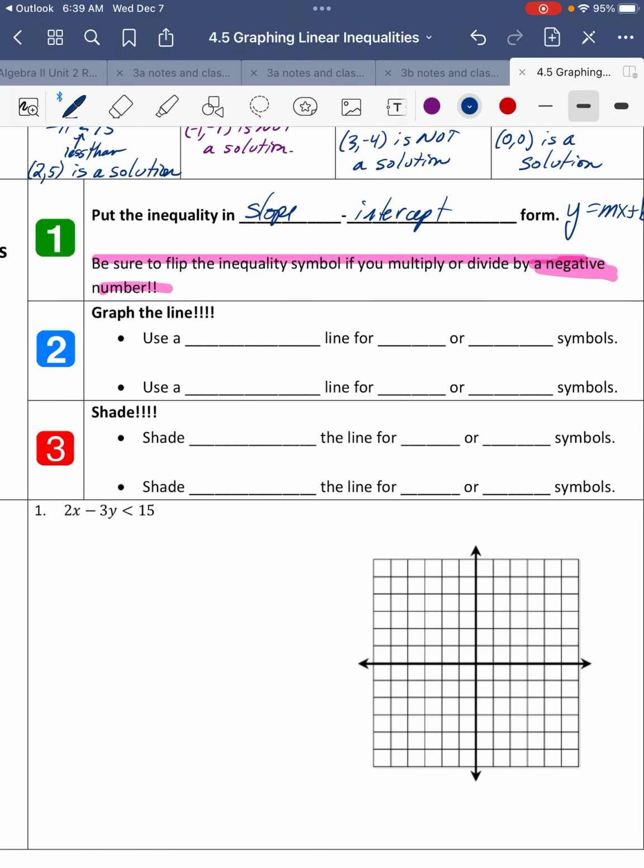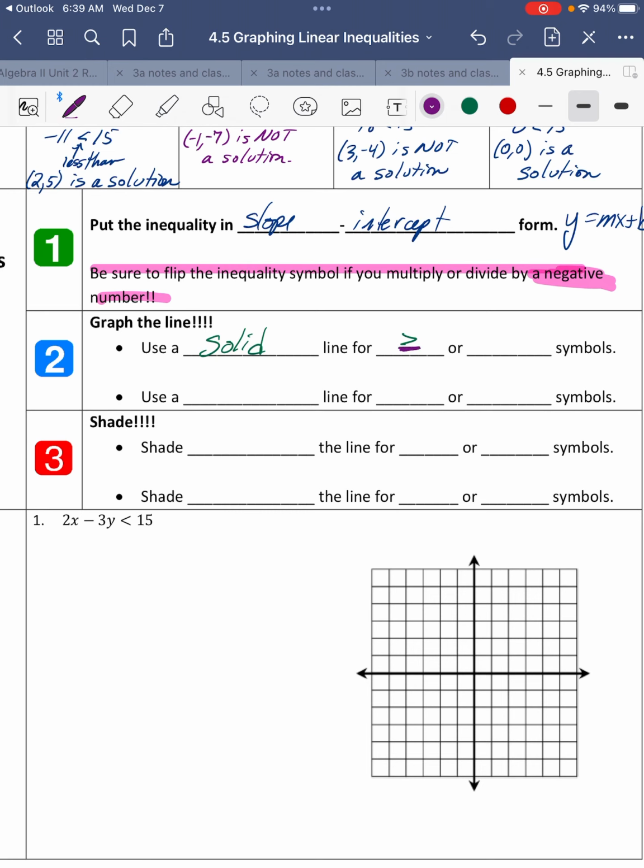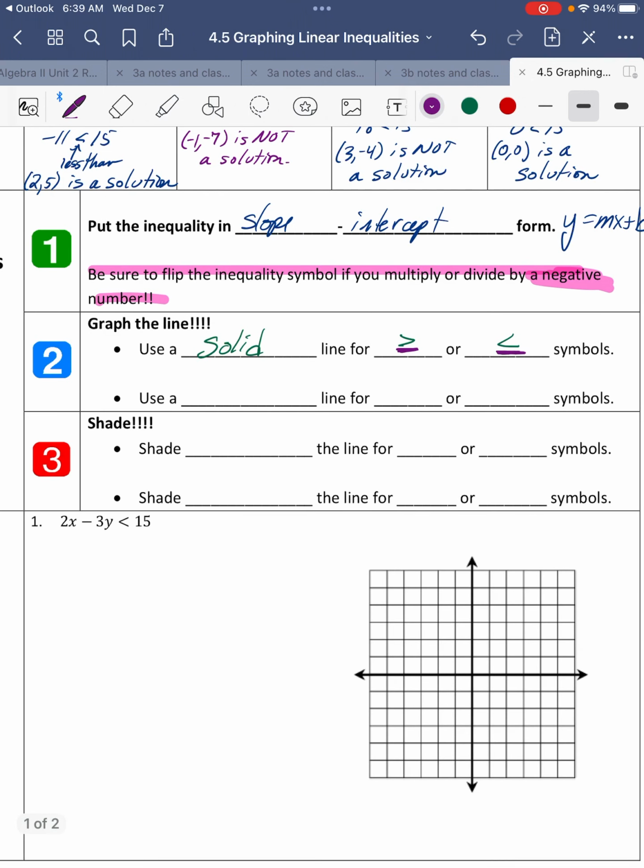All right, when we're graphing a line, we're going to graph using a solid line for greater than or equal to, or it's actually the equal to that is the key here. That's a solid line. That's what you've always graphed, solid lines for equal to, when you have an equation. So when it's equal to, it's a solid line, so less than or equal to. And then we're going to have a dashed or dotted line for when it's not equal to. Doesn't matter, greater than or less than.